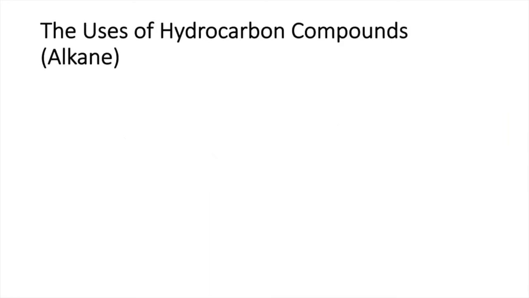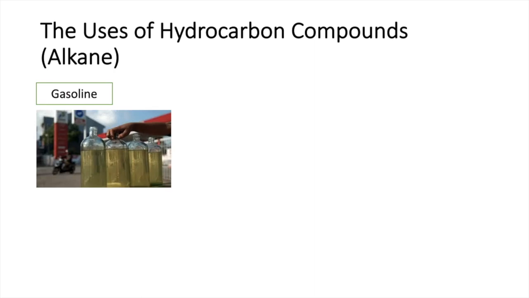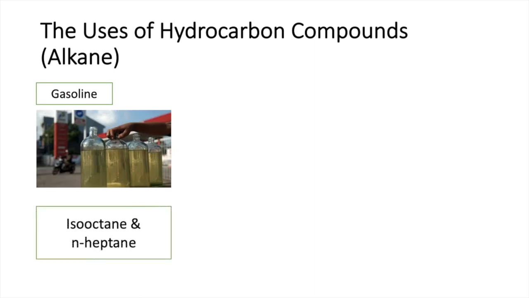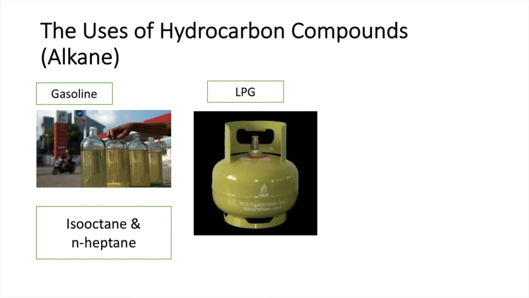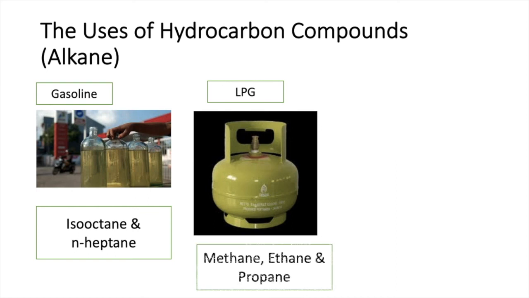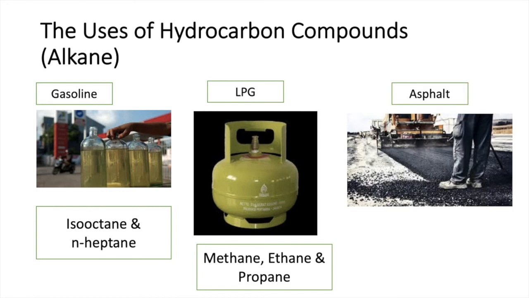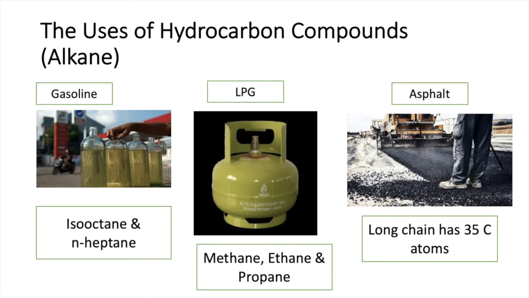The uses of hydrocarbon compounds. The uses of alkanes: gasoline, where isooctane and normal heptane are part of the alkanes. Liquid petroleum gases: methane, ethane, propane are part of the alkanes. Asphalt, long chains that have 35 carbon atoms.